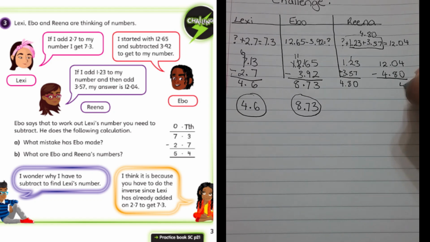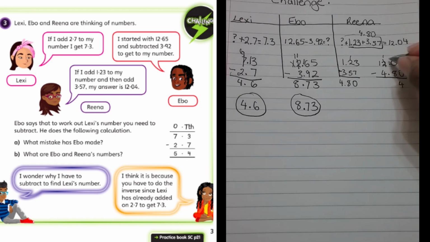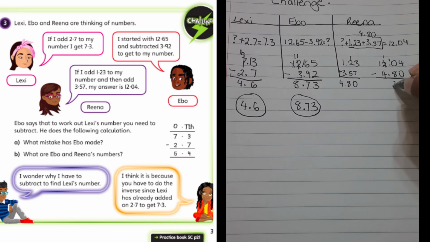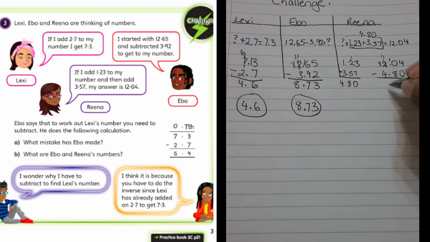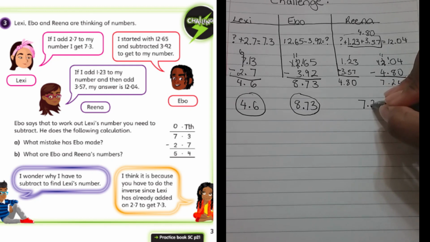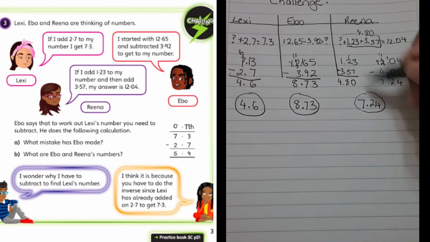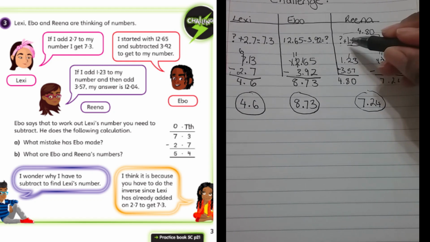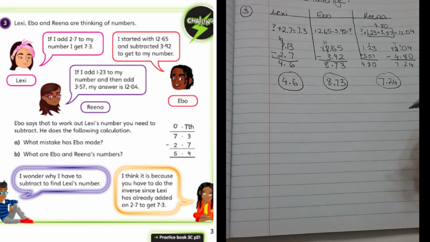Four take away 0 is 4. 0 take away 8, I cannot do it because there's more on the floor. 10 take away 8 is 2. 1 take away 4, can't do it. 11 take away 4 is 7. So Rena's number is 7.24. And I can double check by just sticking it up here and then finding out if it all adds up to give me 12.04. Now let's see what that question was.